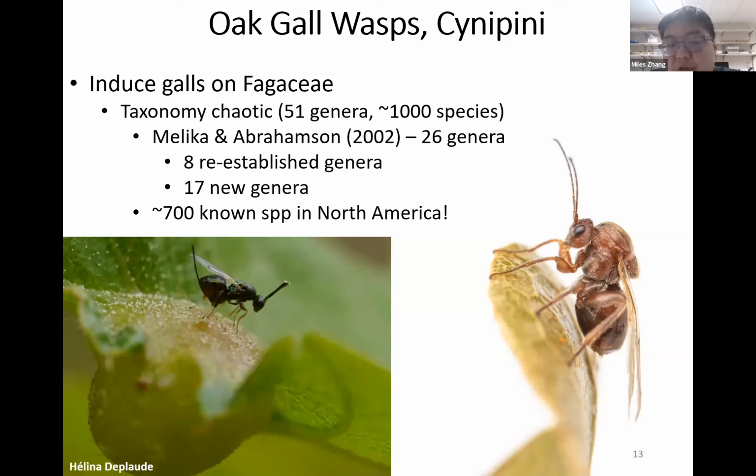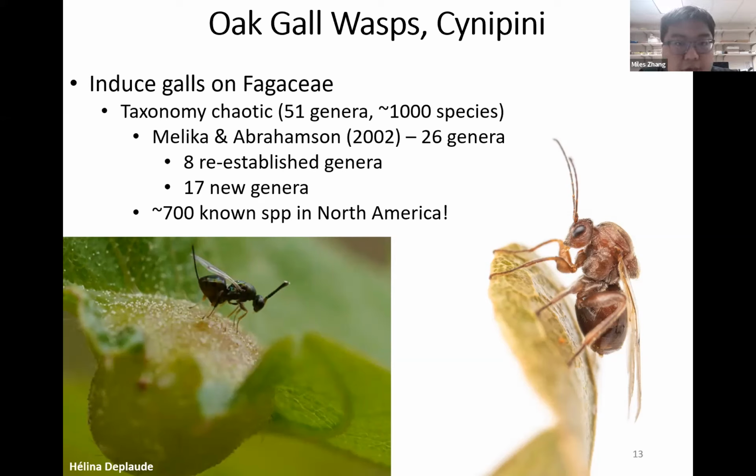And just to show you a little bit of the amount of change that has happened. Melika and Abrahamson in 2002 revised the Cynipini, and they recognized 26 genera. But since then, in only 20 years, 8 of those have been re-established. People disagreed with their synonymization, and then they re-established them. And then 17 new genera have been described. In fact, I just reviewed a paper that is re-establishing another one of Kinsey's old names, so it's probably more coming down the pipeline.